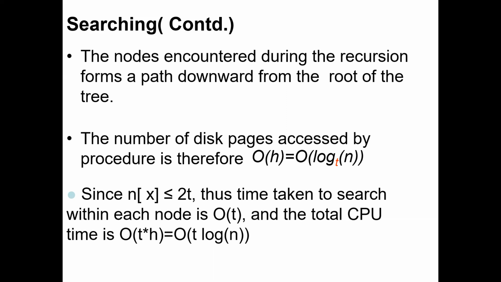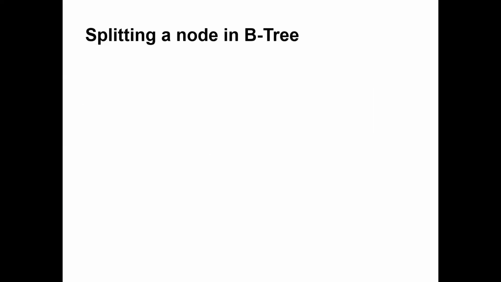So that's why order of h, and we know from point 2 that order of h is order log n base t. And the time to search within each node is order of t, as there are at most 2t minus 1 keys. So that's why it's t cross h, where h is the height of the B tree. So h represents the time to move across the nodes in a B tree, and t is the time to search within each node of the B tree. Total time is order of t h, and finally it's order of t log n base t.